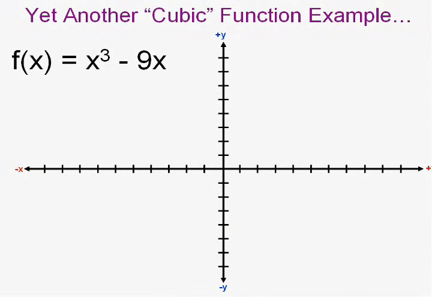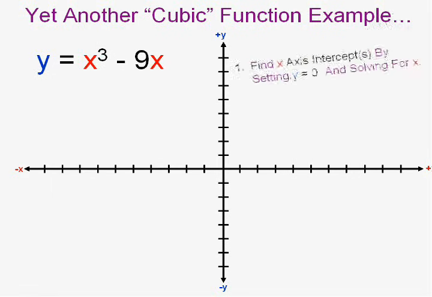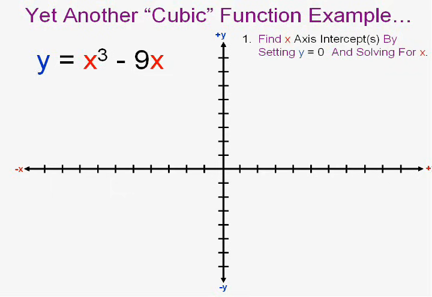Okay, let's try another one, and hopefully you'll see that we can use the same 4 steps. You remember the first step? Well, I'll tell you. The first step is to find the x-axis intercepts. Now, where does that occur? The x-intercepts occur when y is 0. So I put in a 0 for y, and I solve the equation.